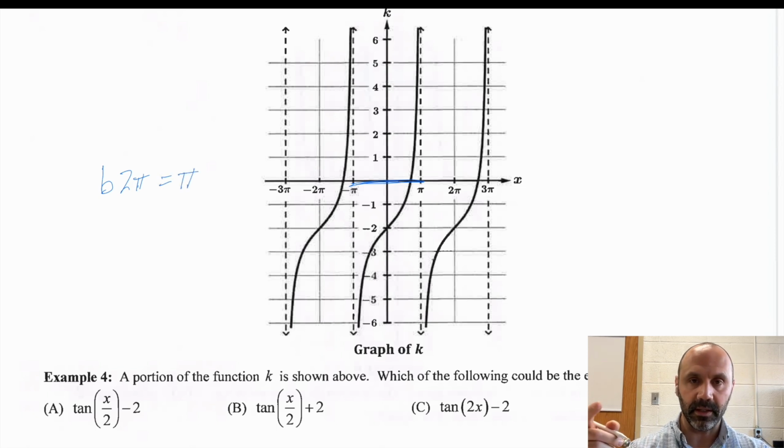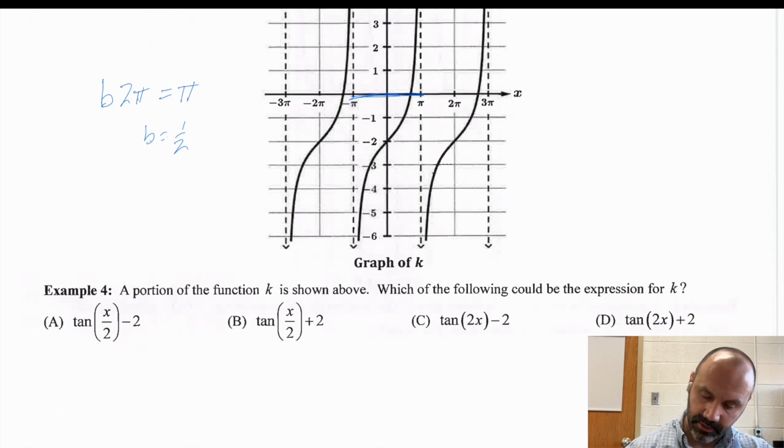I'm going to be multiplying 2 pi by something to make it equal to pi, to make it equal to what the standard tangent period is. And so b has to equal 1/2. And so that narrows it down here to a and b for me.